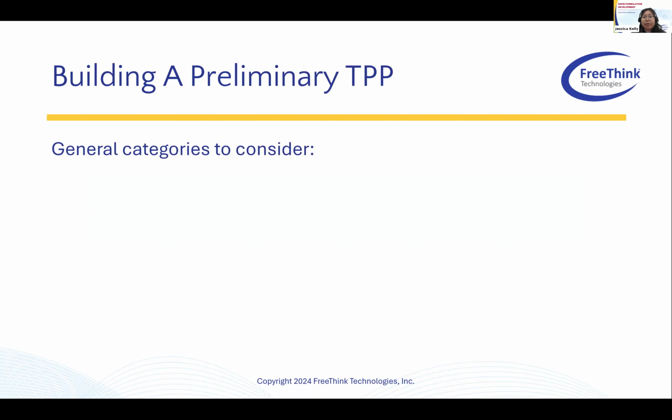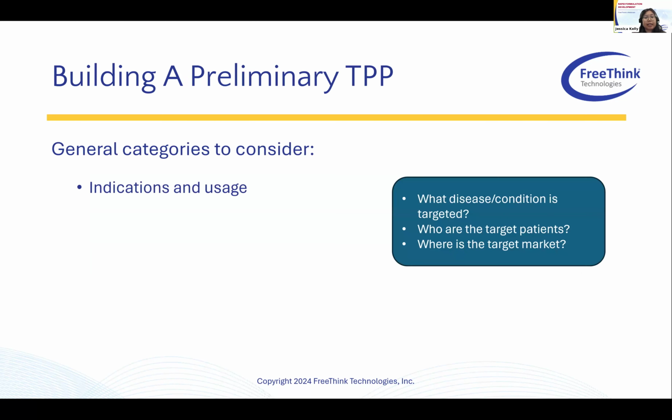So now that we have defined what a target product profile looks like and who should be a part of the conversation, now how do we start to build the preliminary target product profile? So I'm going to share the process that we use at Freethink to build a TPP with our clients. And I'll first start off with going over some of the key sections to consider. So one section to consider is indications and usage.